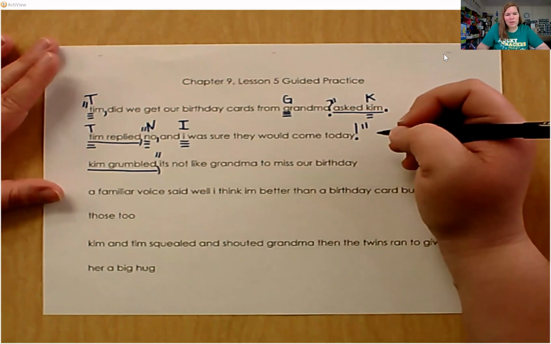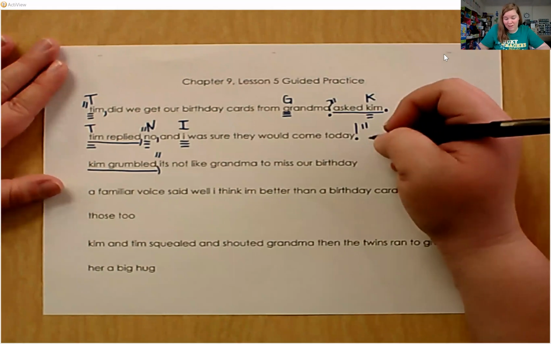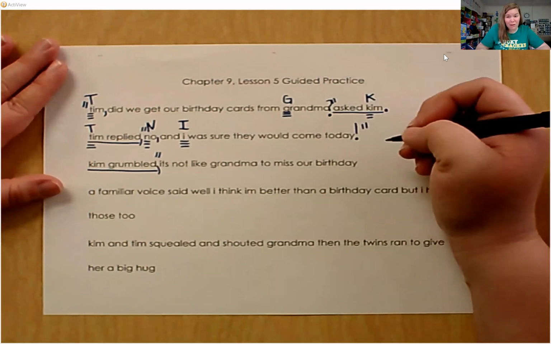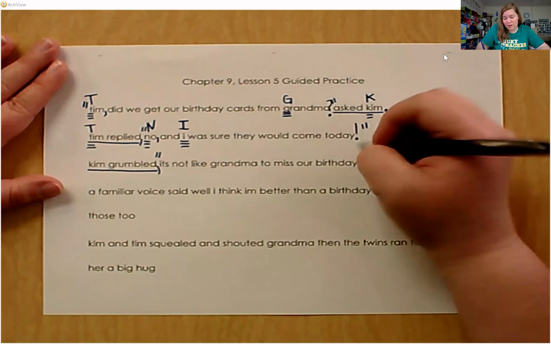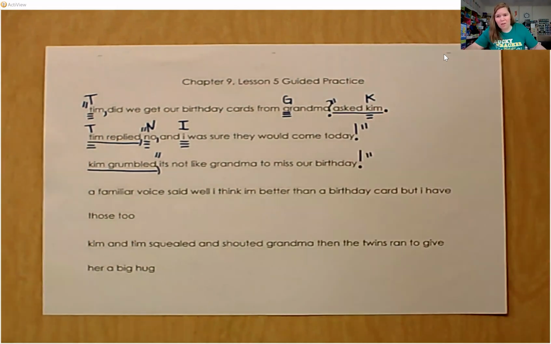And how do you think she was talking if she grumbled? She's kind of mad, right? Like Grandma maybe missed their birthday. So I would say another exclamation point. "It's not like Grandma to miss our birthday!" Make sure your exclamation point goes before the quotation marks. So let's go through and add capital letters now.